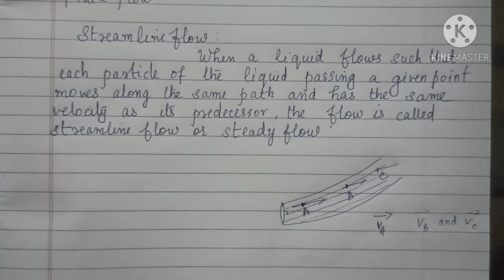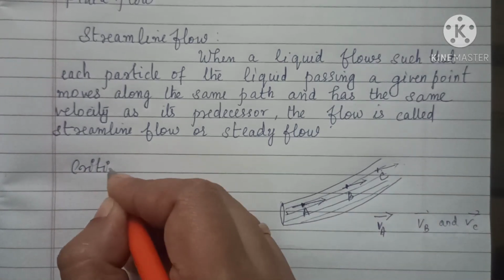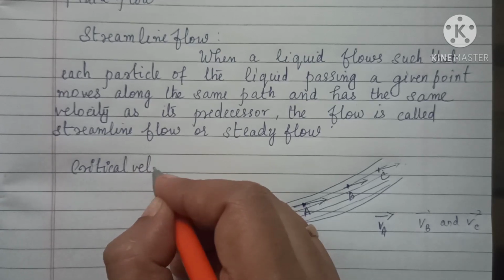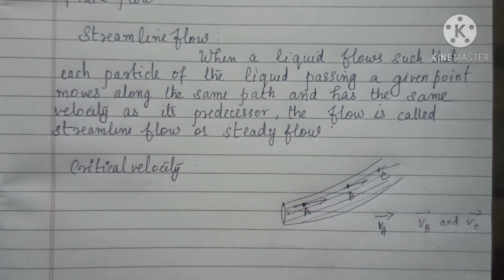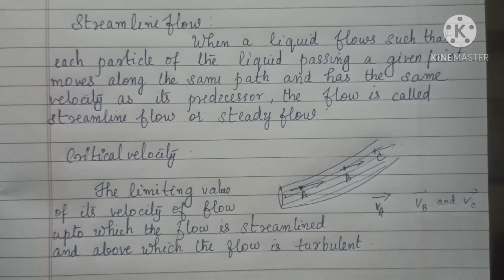After crossing this point B, its velocity may change or may not change. Now this streamline flow is possible only if the liquid velocity does not exceed a limiting value, and that value of the velocity is called critical velocity. Understand? Critical velocity. So how can you define critical velocity? The critical velocity can be defined as the limiting value of the velocity of the liquid up to which the flow is streamlined and above which the flow is turbulent.